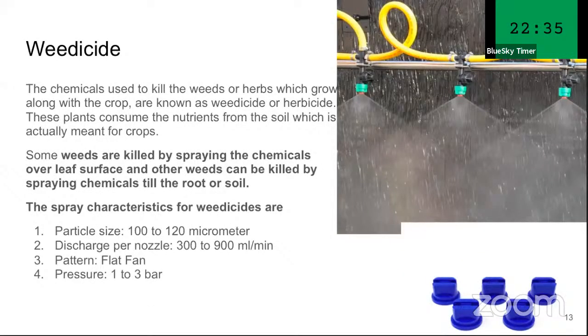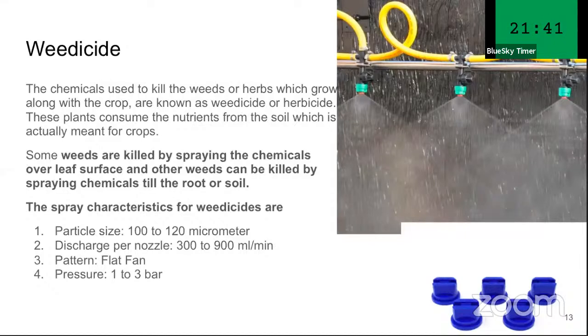On the other hand, if you now look at weedicides, these are the chemicals that are used to kill the weeds or herbs which grow along with the crop, and these are known as weeds. The nutrients are meant for the crop, and so we need to be able to get rid of these weeds. The chemicals can be sprayed over the leaf surface, and other weeds can be killed by spraying chemicals down to the root or the soil, which essentially means that if you're doing aerial spraying with a drone, if you have to actually reach up to the root or the soil, we need to have highly penetrating nozzles as opposed to creating the mist for a over leaf surface. So again, there is a variation in the kind of spraying that we will want to do and how you might want to exploit and utilize the propeller airflow, which is called the prop wash in this case.